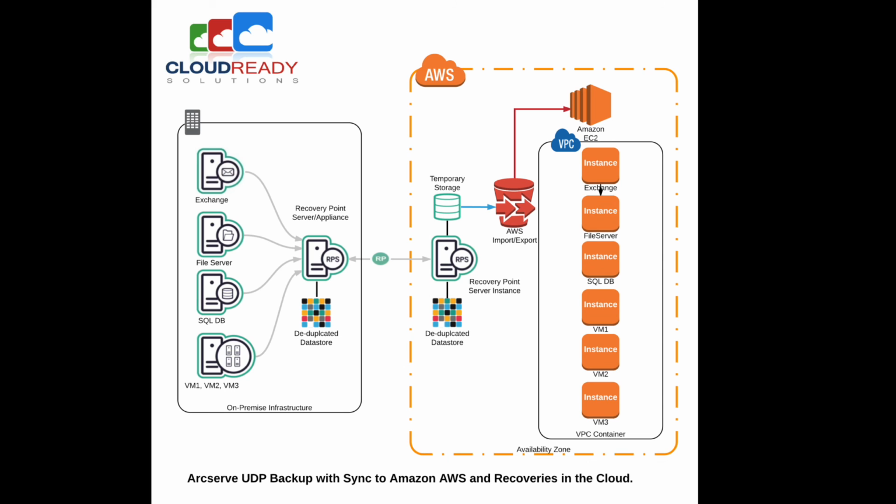So just a quick summary, with Arcserve UDP we're able to do on-premise backups to a local recovery point server and send the infinite incremental deduplicated data to a cloud-based recovery point server, which of course could be used as a target for cloud-based backups. Using the cloud-ready tool, we're able to easily recover those entire servers as Amazon virtual machines in a relatively short period of time.